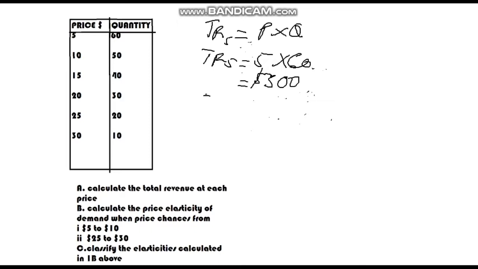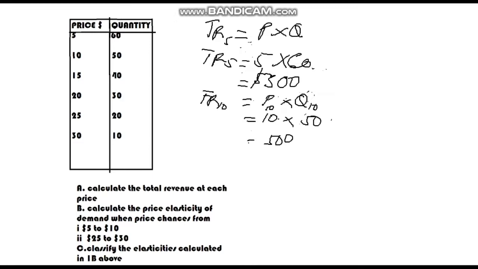So now let's go to total revenue at 10. Total revenue at 10 will be price at 10 times quantity at 10. So what is our price at 10? It's 10, times what is our quantity at 10? It's going to give you 50. So 10 times 50 is going to give you 500, right?